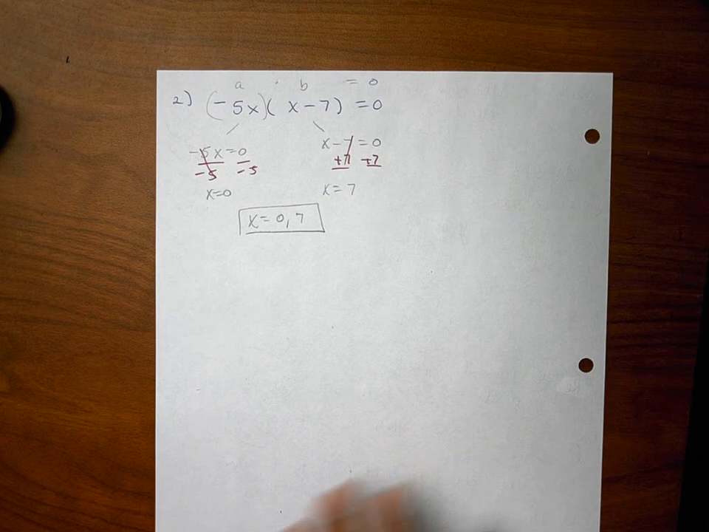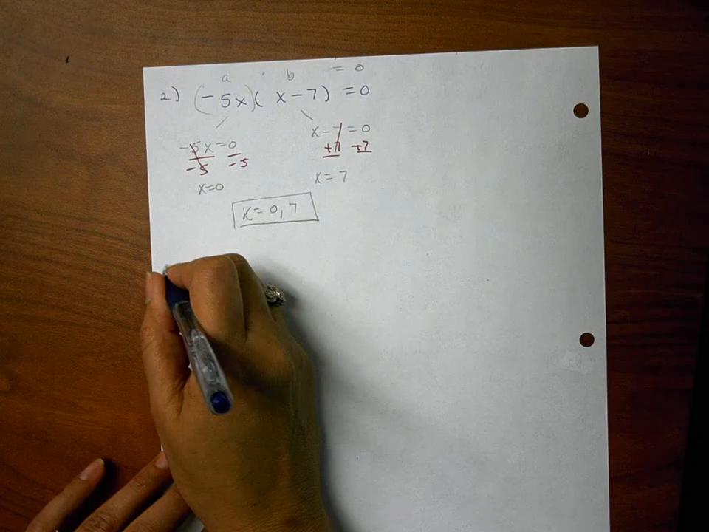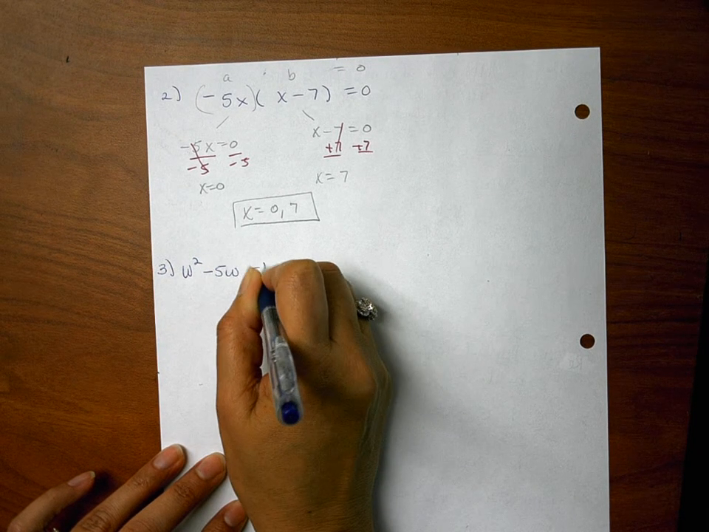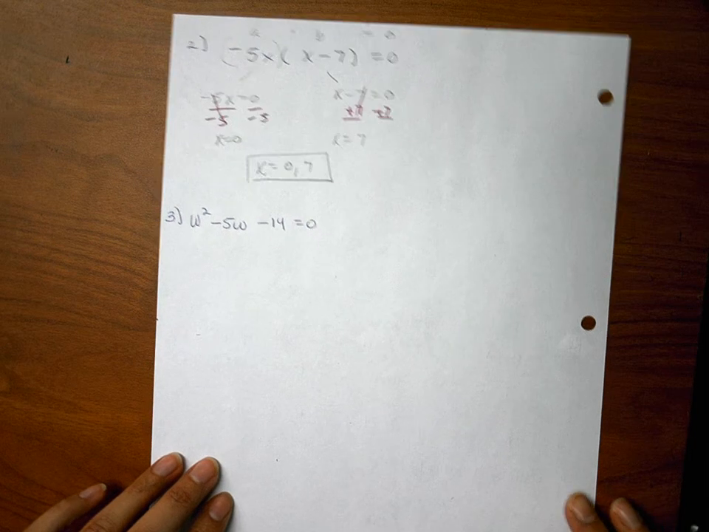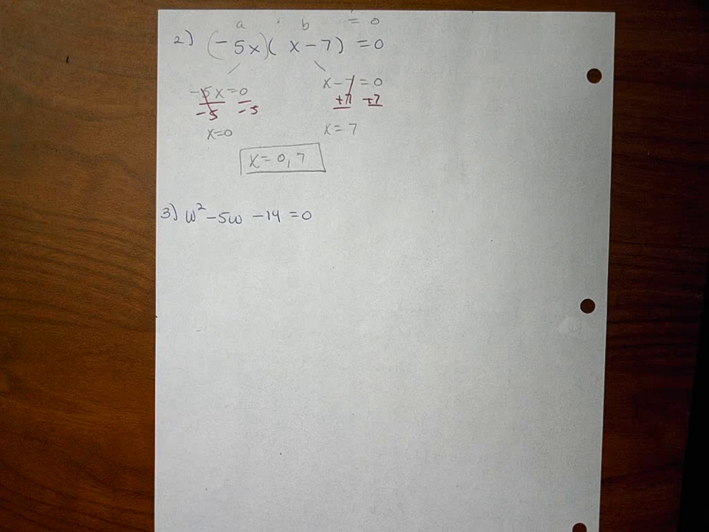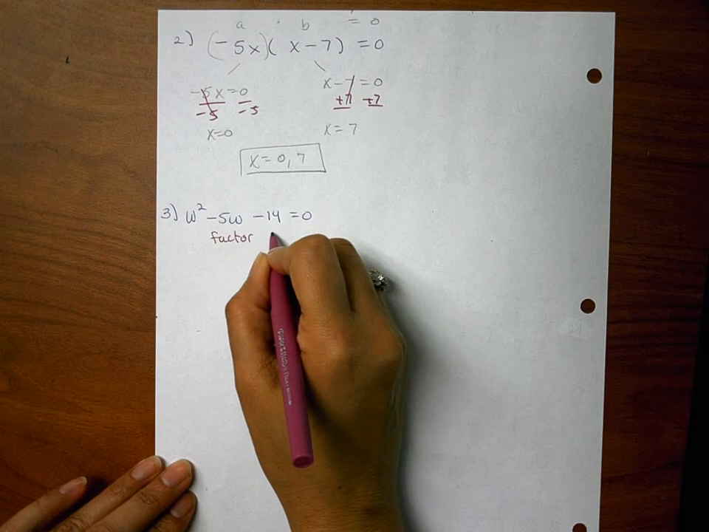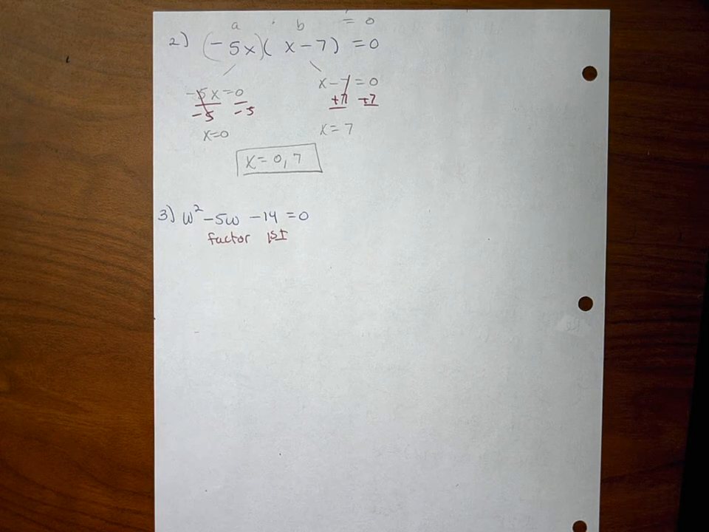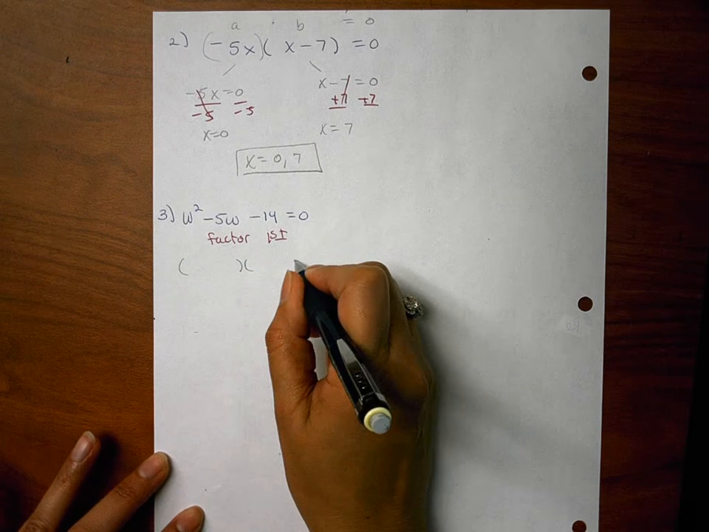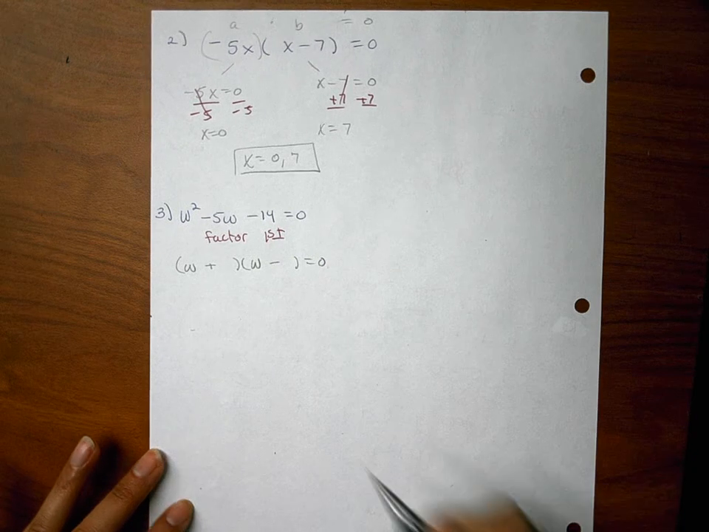Okay, let's try another one. Number 3. W squared minus 5w minus 14 equals 0. All right, now do you see how this looks different from the last two that we did? What you have to do here is factor first. When it's in expanded form or standard form, you're going to want to factor it first. Okay, we spent a whole unit on the last unit factoring. W times W is W squared. We know it's a plus, we know it's a minus.